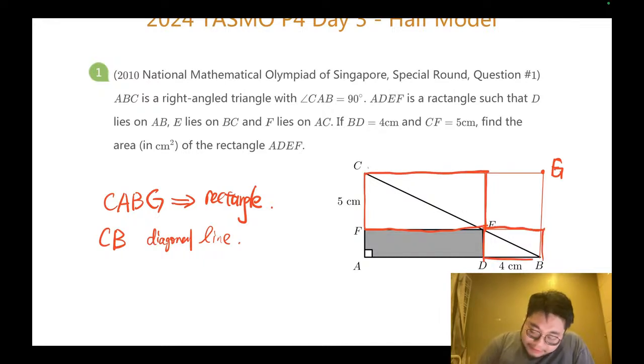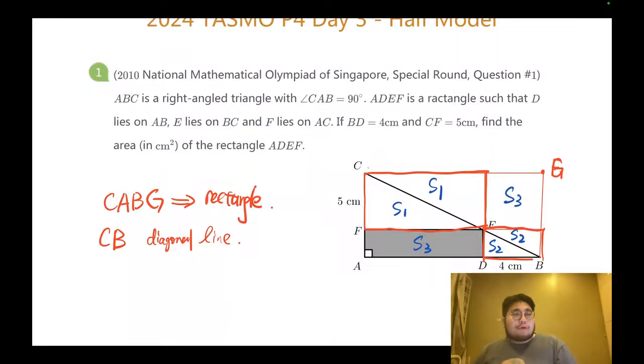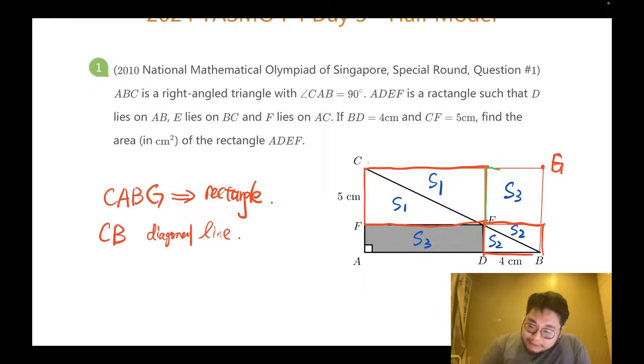That means this is S1, this is also S1. This is S2, this is also S2. That means the shaded area S3 should equal this one, the shaded area S3. So this is the meaning of the half model, okay? So it's harder for us to calculate the shaded area directly. But for this green one, this S3, is it very easy? Yes. You move 5 here, this is 5, and this is 4.